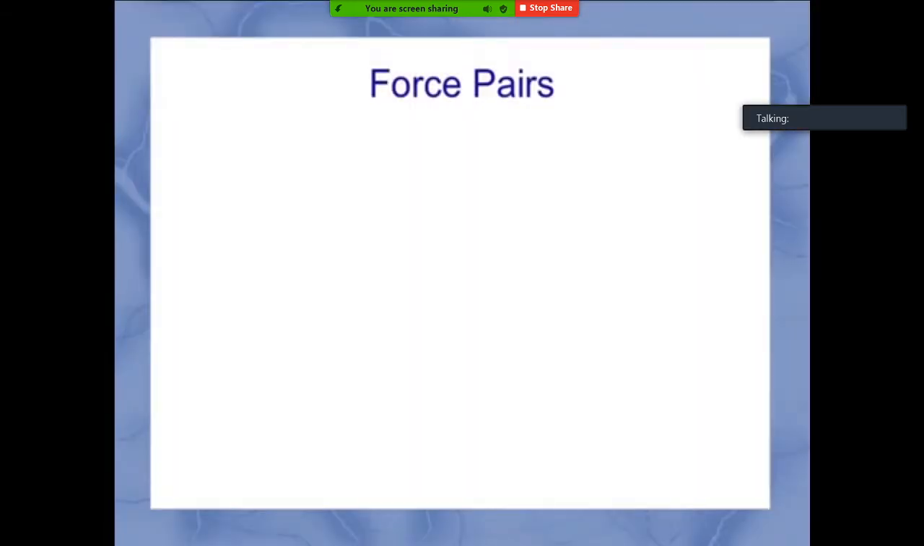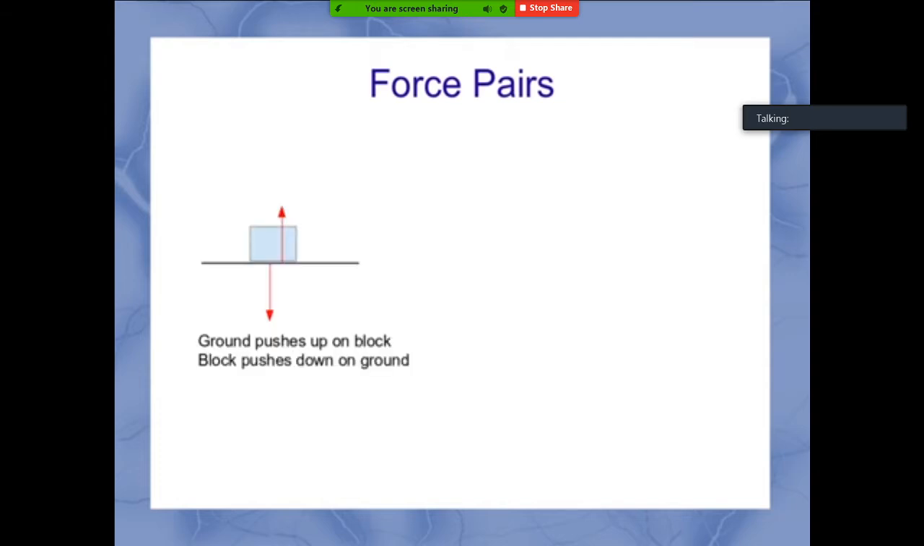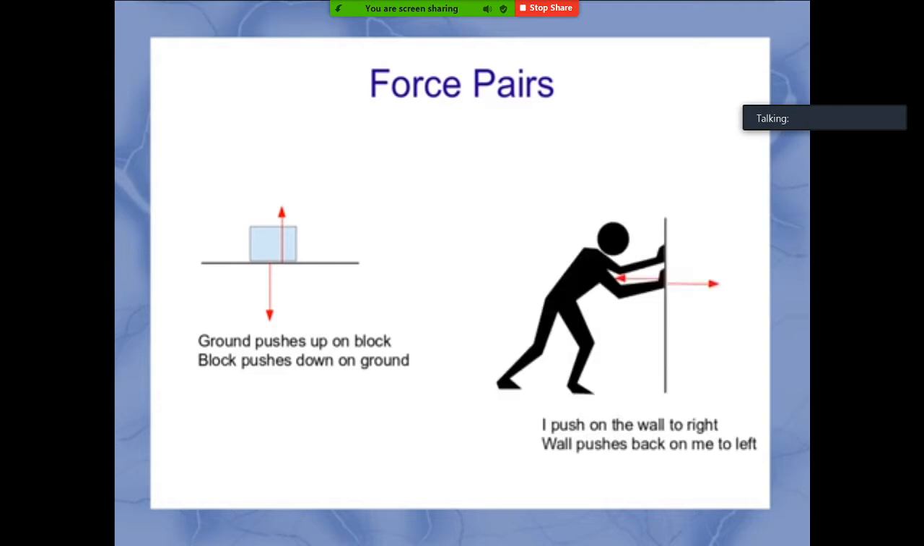Now, from Newton's third law, we know that forces come in pairs. So let's understand that in terms of a normal force. The ground pushes up on the block with a normal force, but the block also pushes down on the ground. If I push on the wall to the right, the wall pushes back on me to the left. These are force pairs. I push on it, it pushes back on me. In both cases, I can't push through the wall and the wall doesn't push through me.